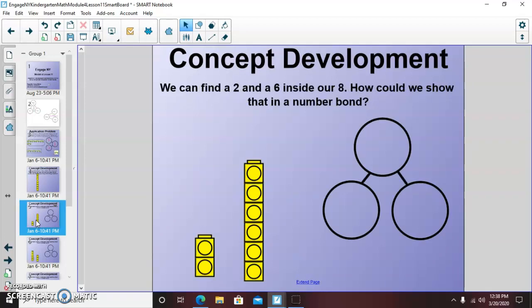Okay. So, right here, they broke it into 2 parts for us. They broke it into 1, 2. So that's one of our parts. So let's go over here to this number bond and fill that in, since we know that right away.